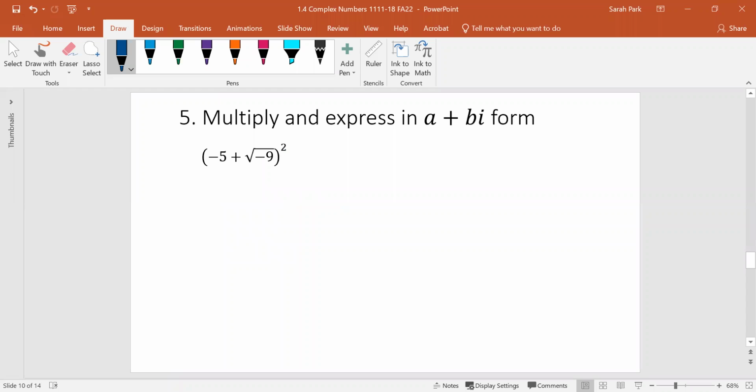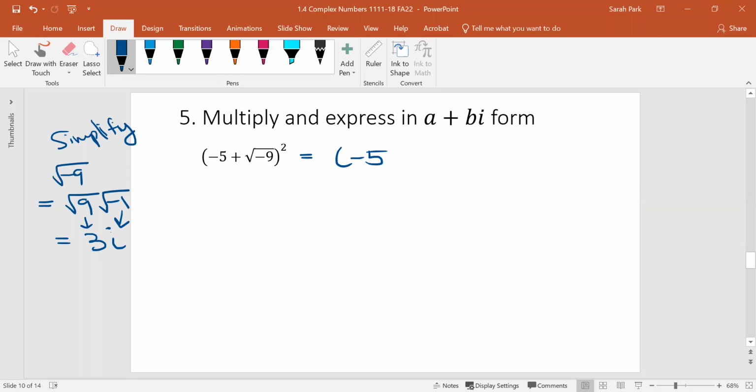Right, number 5, we have negative 5 plus square root of negative 9, squared. Now, the square root of negative 9, let's simplify that first. Square root of negative 9 is square root of 9 times square root of negative 1, which is 3i. The square root of 9 is 3, and square root of negative 1 is i. So let's rewrite this as negative 5 plus 3i, squared.